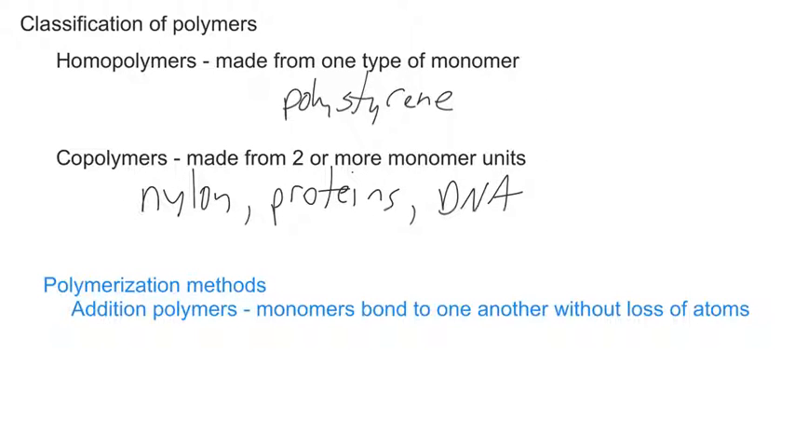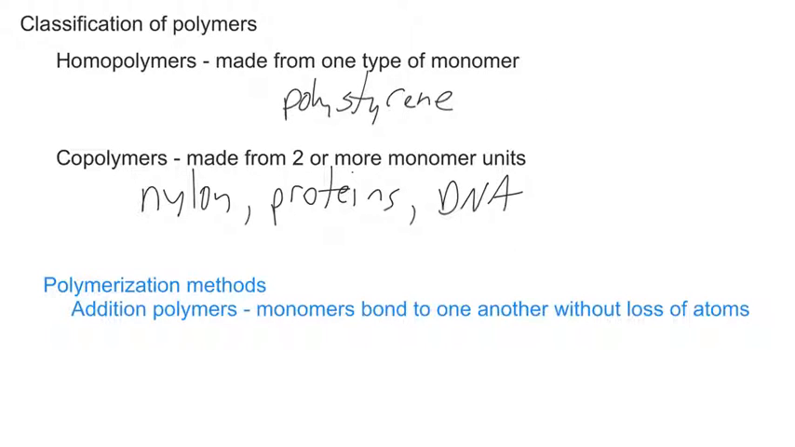The last piece that we'll talk about in this section is the most common polymerization methods. We'll start with addition polymers. Addition polymers are monomers that bond to one another without loss of atoms. If you go back to the styrene one, and we'll look at those examples again in just a minute, you'll notice that in styrene there is no loss of atoms.